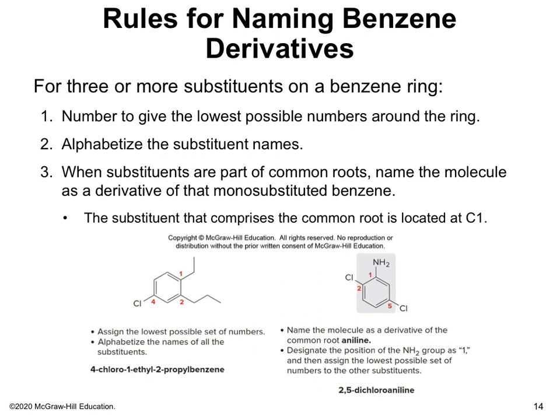When you have more than one, then you need to give them the lowest possible set of numbers, so that determines whether you go clockwise or counterclockwise, and you put them in alphabetical order. As you can see, C comes before E, which comes before P.